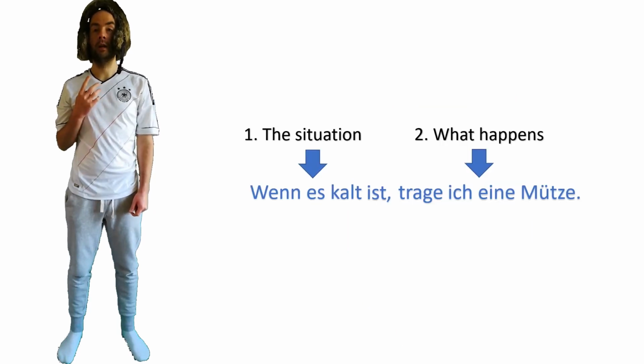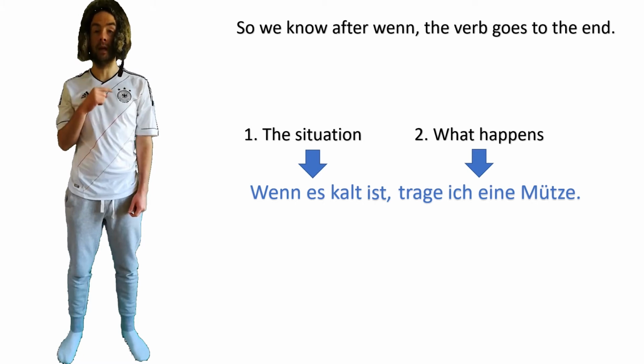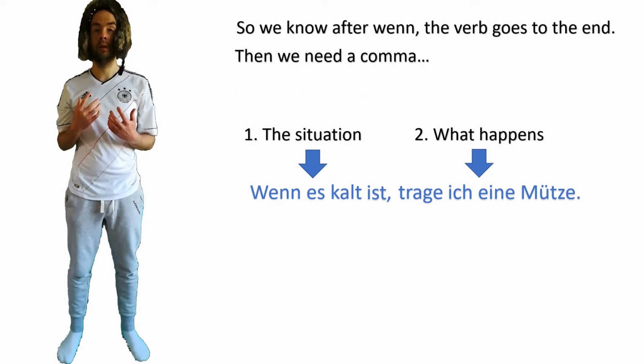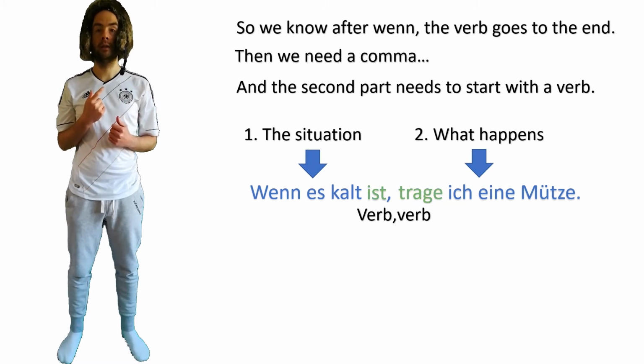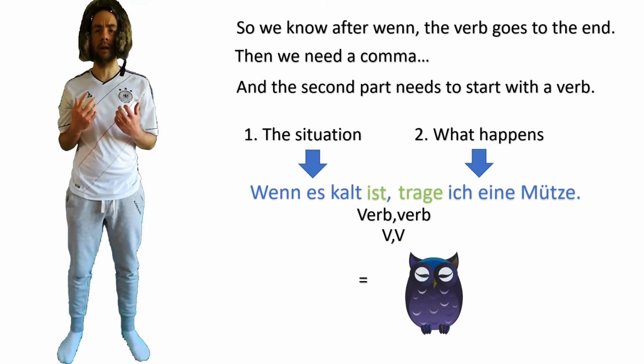So we know that wenn sends the verb to the end, so wenn es kalt ist, then we need a comma, and then we need another verb. So wenn es kalt ist, verb, comma, trage is another verb, trage ich eine Mütze. So as you can see, ist is a verb, comma, and then trage is another verb. So we've got verb, comma, verb, or for short, V, comma, V, which if you look at it, looks almost exactly like an L. So the L is how you can remember the word order for a wenn sentence.